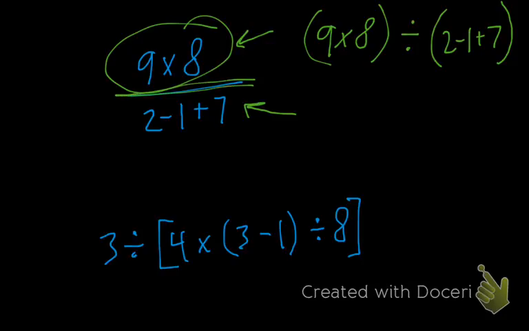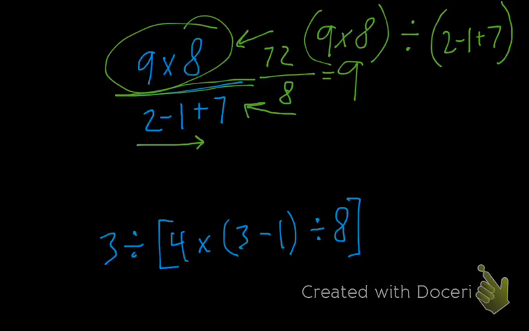So what is 9 times 8? It's 72. Divided by 2 minus 1 plus 7. Now hold on a second. Do we do the plus first or the minus first? My dear Aunt Sally goes together. You just go left to right. 2 minus 1 is 1. Plus 7 is 8. So I got 8 in the denominator. 72 divided by 8 equals what? It's 9. Because 9 times 8 is 72, so 72 divided by 8 equals 9.